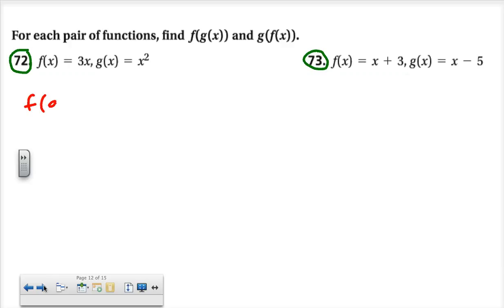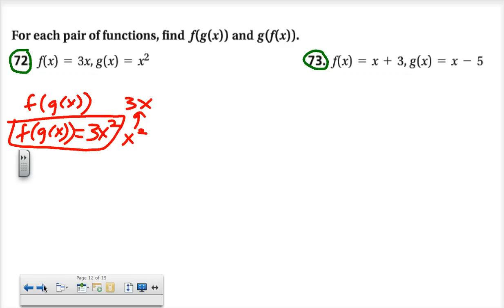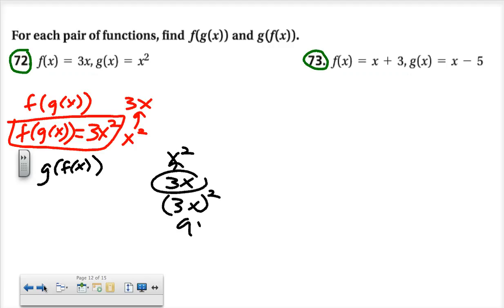So f of g of x means I'm going to take the 3x, and wherever I see an x, I'm going to replace it with x squared. So f of g of x is going to equal 3x squared. Then I need to do g of f of x. That means I have g of x, and wherever I see an x, I'm supposed to replace it with 3x. That will be 3x, the quantity squared, which is 9x squared.